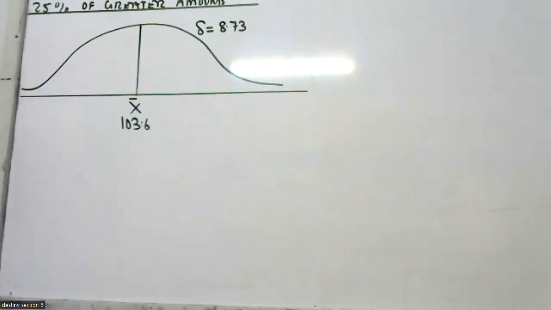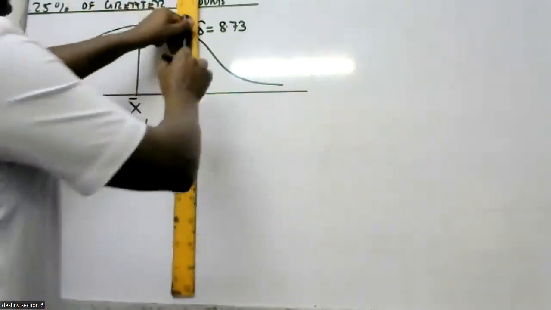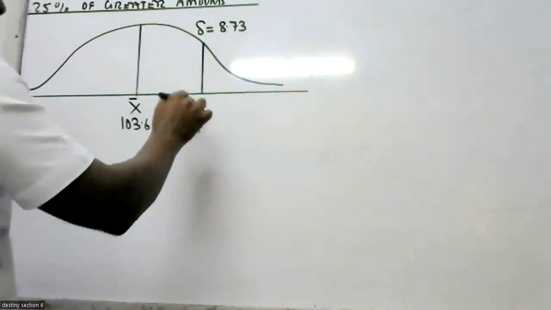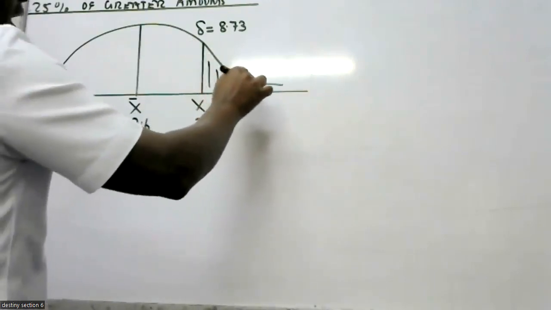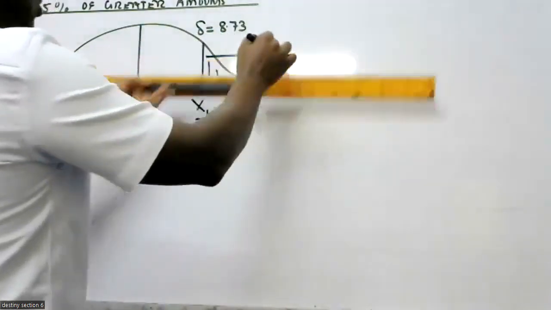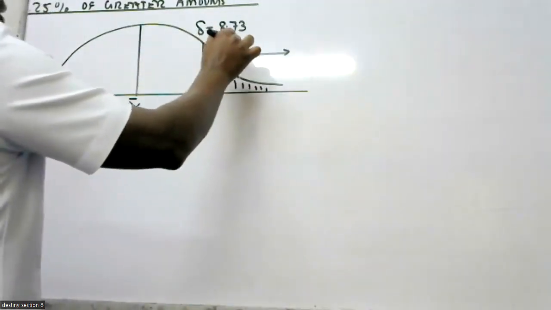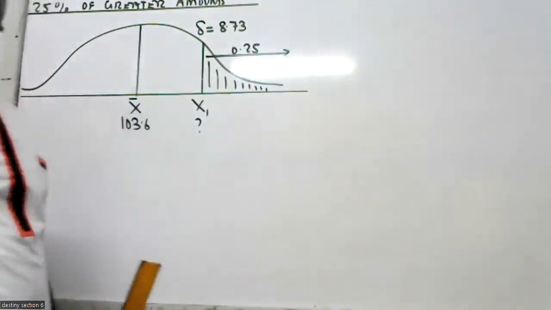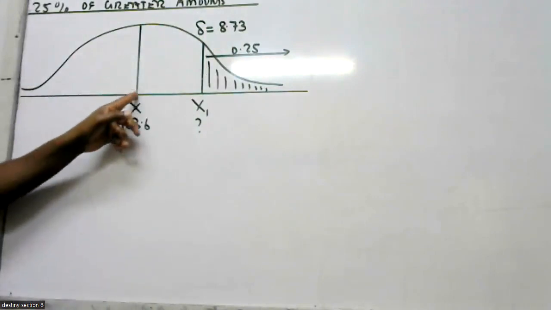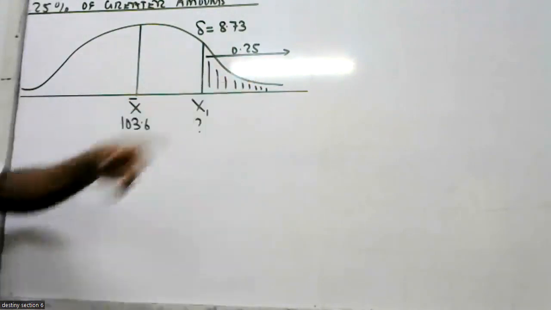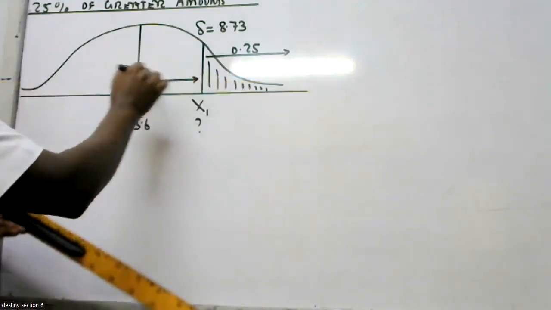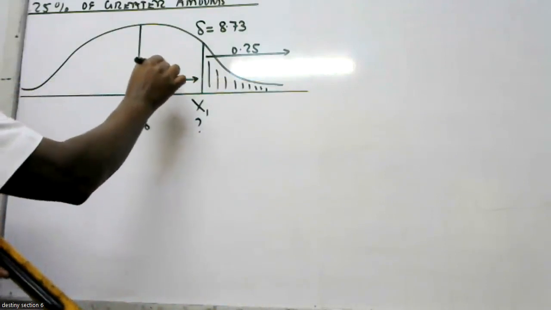Then, when you're told 25% be greater, so the greater ones must be this one. So here, X1 is the one we do not know, but we know that the whole of this will be 25%, that is 0.25. And because we also know that from here to the end it is 0.5, it then means that this portion here must also be 0.25.